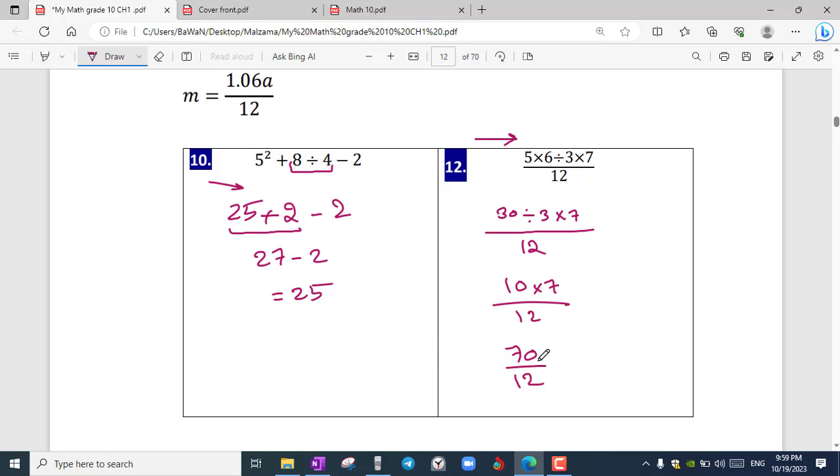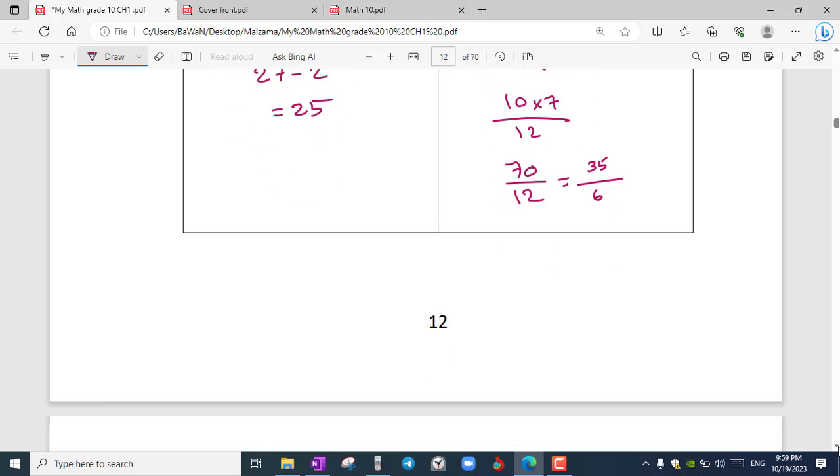over 12. 70 and 12 are divisible. We can firstly divide them by 2 to see the result. If I divide them by 2, this will be 35 over 6. Then 35 over 6 is good.